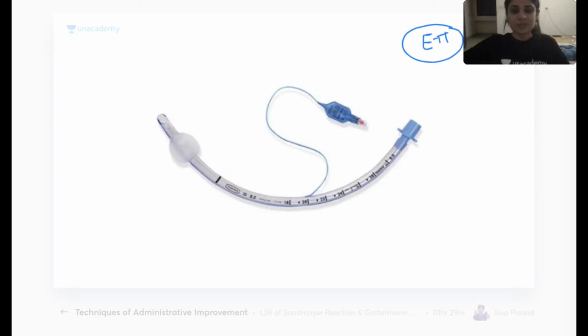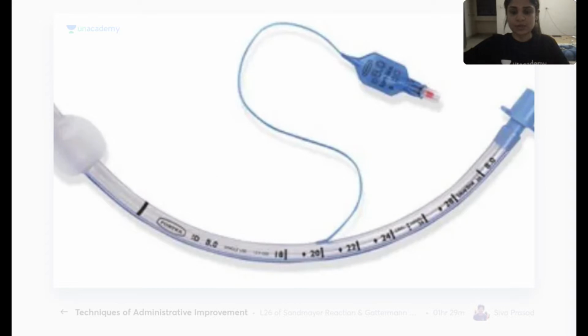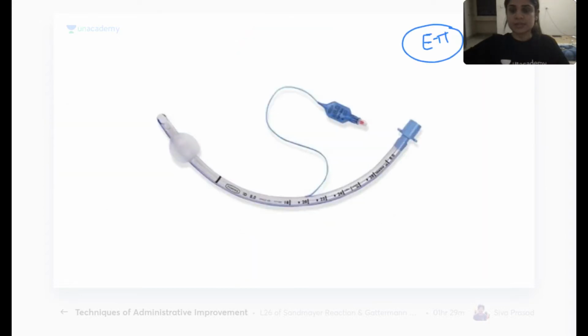Okay. So I'm going to ask you the first question for today, looking at this endotracheal tube. What is the material with which this endotracheal tube is made? That is the kind of question that they will ask you in the exam. Not a simple identify this. In fact, I think this was asked in the FMGE exam very recently. They had asked to identify the instrument. Very good. So it is made up of polyvinyl chloride.